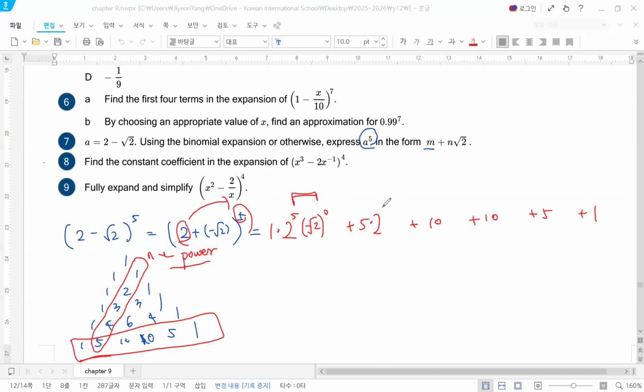And then 2 to the power of 4 and negative square root 2 to the power of 1. This one, 2 cubed, and then negative square root 2 squared. This one, 2 squared, negative square root 2 cubed. Then 2 and negative square root 2 to the power of 4. Then 2 to the power of 0 and negative square root 2 to the power of 5.